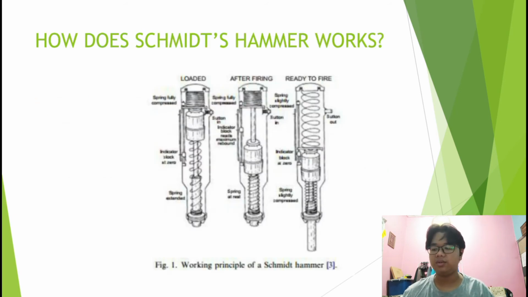So this is how a Schmidt's hammer works. For a loaded state, the upper spring is fully compressed and the lower spring is extended, and the indicator will lock at 0. After firing, the upper spring is still fully compressed while the lower spring will be at rest, so the indicator will read the momentum rebound. In the ready-to-fire state, both springs are slightly compressed and the indicator will lock at 0, which means it does not read anything.